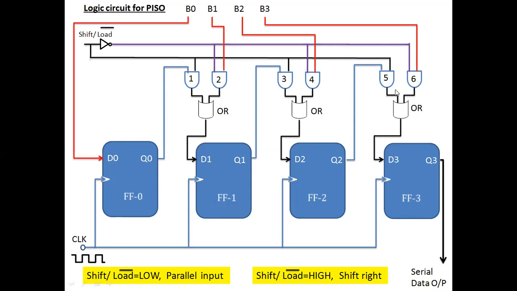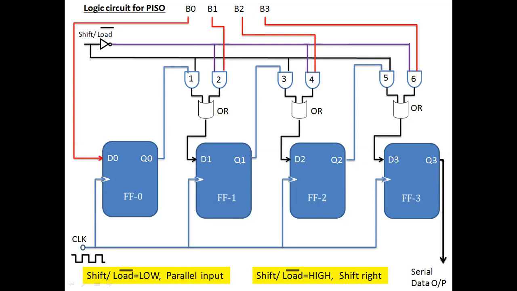As it is now high, AND gates 2, 4, and 6 will be disabled during that time, and AND gates 1, 3, and 5 will be enabled. Whatever the data at Q0 will come through the AND gate to D1. Similarly, Q1 will come to D2, and Q2 will come to D3. When we apply the clock pulse, the Q0 data will come at Q1, so it is shifted by 1 bit. Similarly, the data at D2 will come at Q2, and D3 will be shifted to Q3.